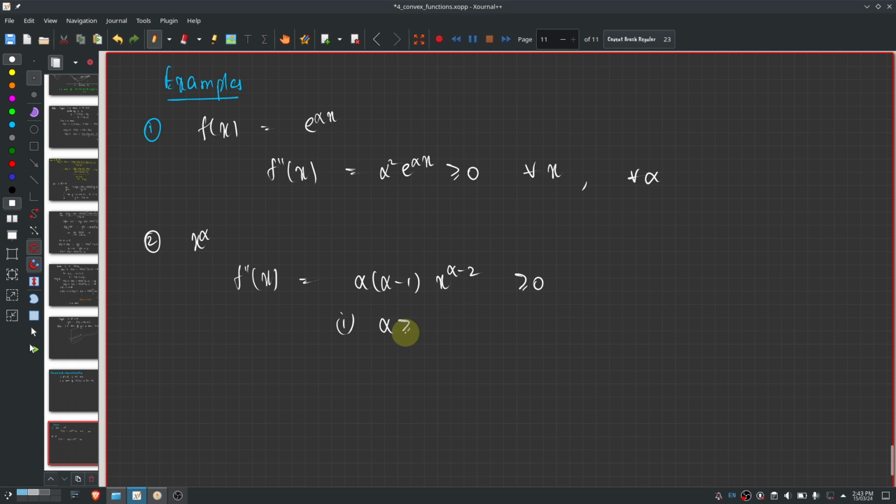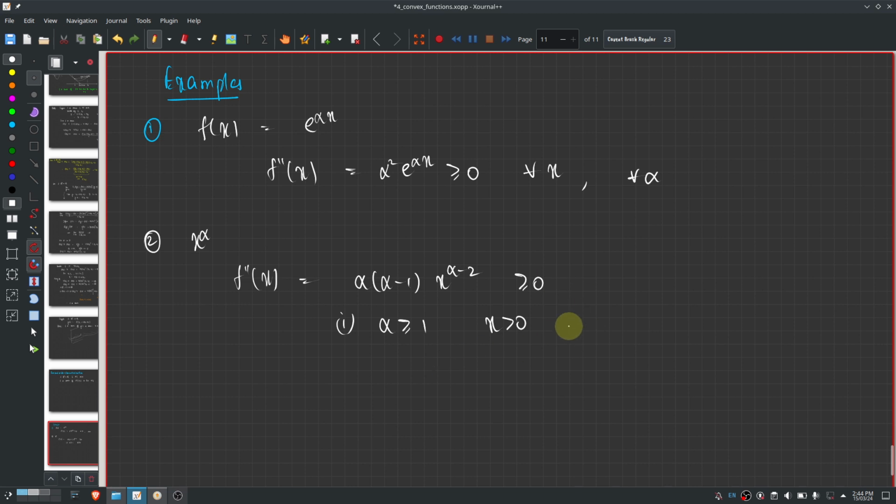So suppose alpha is greater than or equal to 1, then is it greater than or equal to 0 for all x? No, right? For what values of x is it guaranteed to be greater than or equal to 0? X non-negative, right? Oh, sorry, it depends on alpha. You have to be a little careful. So for x in general greater than or equal to 0, this second derivative is going to be greater than or equal to 0. So for alpha greater than or equal to 1, x to the power alpha is convex in the region 0 to infinity. Okay.